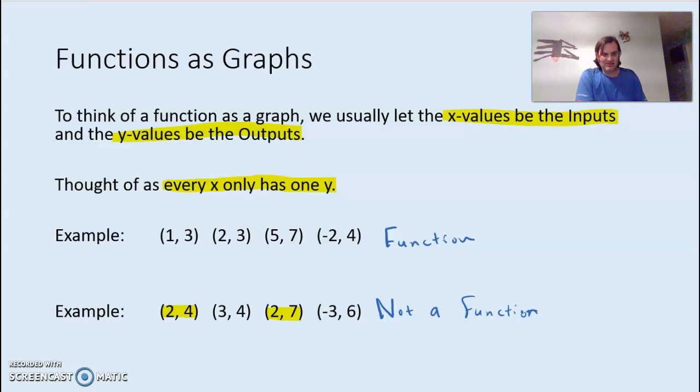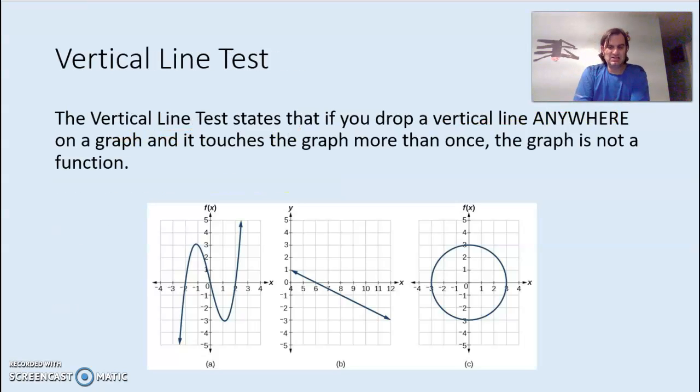So let's see what that looks like with a graph. Keep in mind every x has only one y, and we can do that in points. So in a graph, you may have heard of the vertical line test. The vertical line test says that we drop a vertical line anywhere on the graph, and if it touches the graph more than once, it is not a function. Otherwise, it is a function.